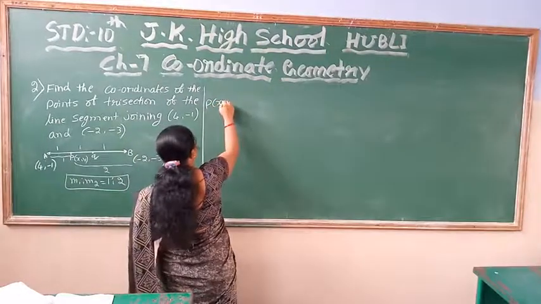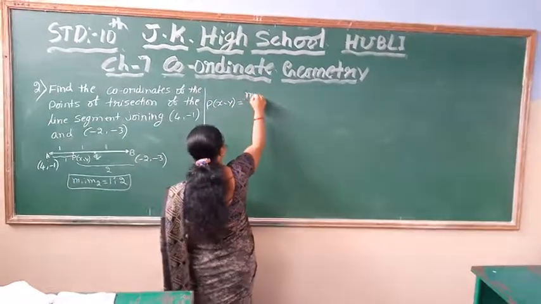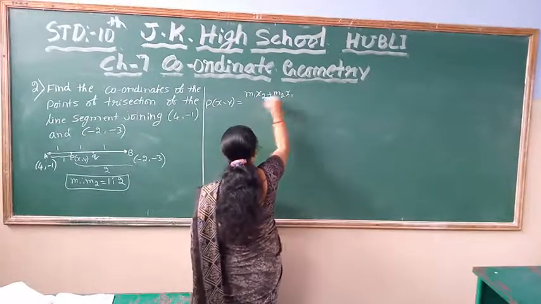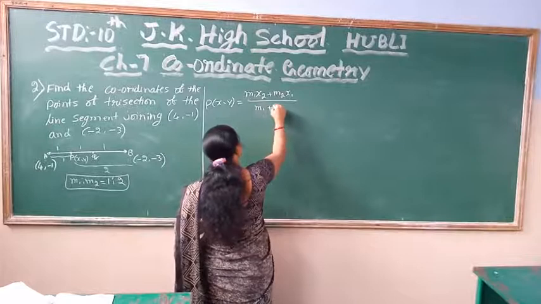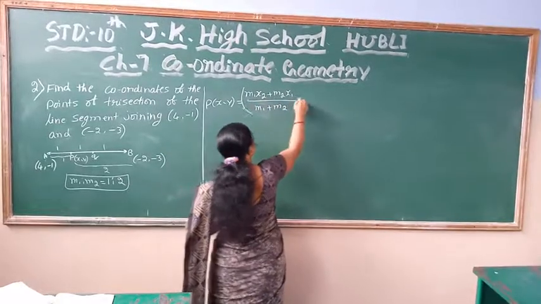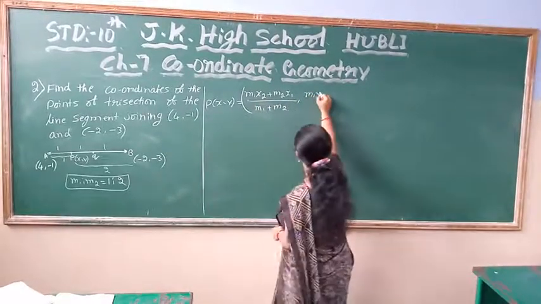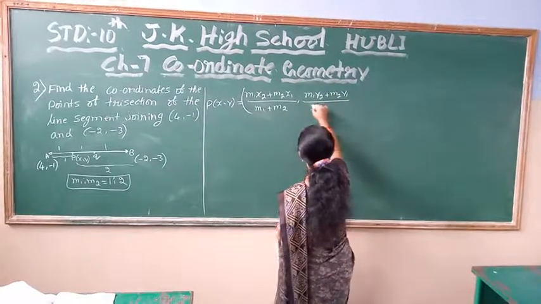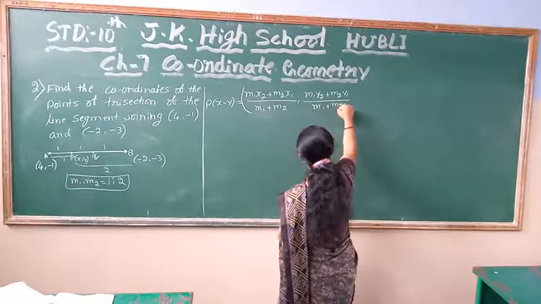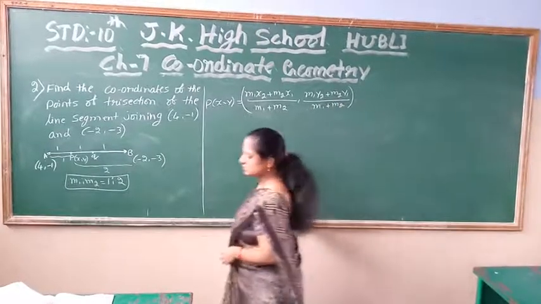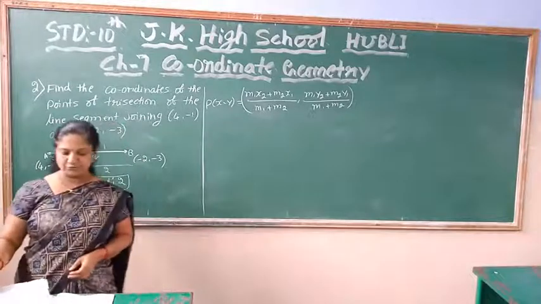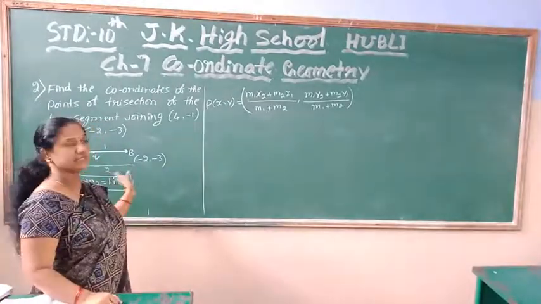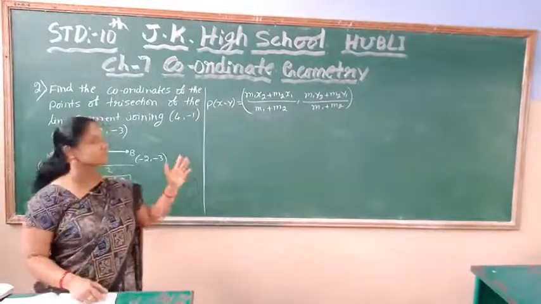P of x, y is equal to m1 x2 plus m2 x1 divided by m1 plus m2, and m1 y2 plus m2 y1 divided by m1 plus m2. This is the formula I will use to find the P coordinates and the Q coordinates, based on the ratio. This is called the section formula.